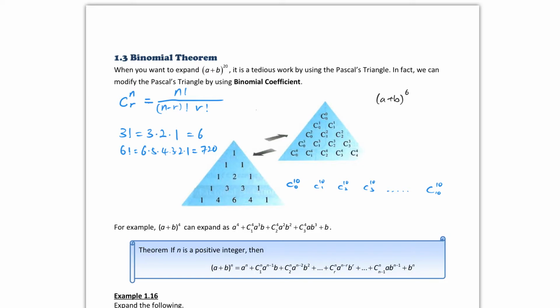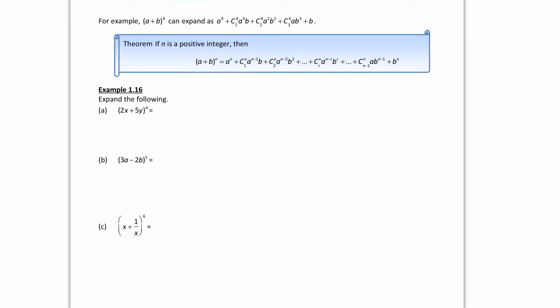So I want to give you the general form of the binomial expansion. If (a+b)^n, what is the general form? It is a^n plus, because nC0 and nCn are equal to 1, sometimes you can ignore them, and then plus nC1 a^(n-1) b. The power of a is decreasing, and the power of b is increasing from 0, 1, 2 up to n.